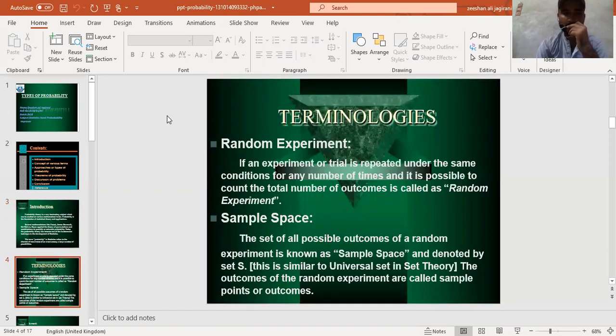Terminologies. Random experiment: an experiment or a trial that is repeated under the same conditions any number of times, where it is possible to count the total number of outcomes, is called a random experiment. Sample space: the set of all possible outcomes of a random experiment is known as the sample space and is denoted by S. This is similar to the universal set in set theory. The outcomes of the random experiment are called sample points or outcomes.